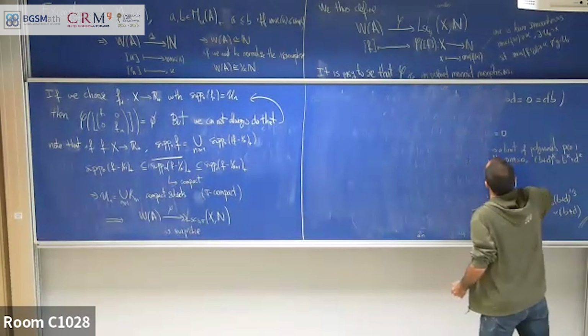So the next question will be, is this an order embedding? That is, if two functions compare here, do they compare in W of A? Essentially, most of the time, it will not be an order embedding. Some ideas.